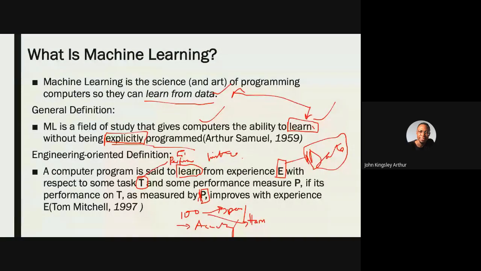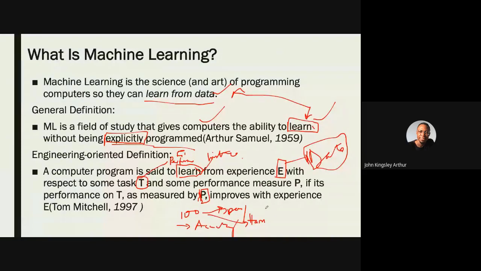So going over again, we will say that a program is said to be able to learn from given experience E with respect to some task T and some performance measure P if the performance on T, as measured by P, improves with experience E. So as much as we are giving E, which is data, to the learning algorithm, its performance should improve.